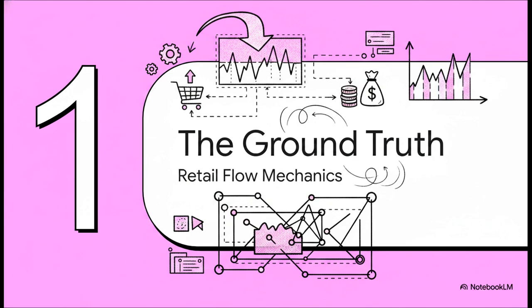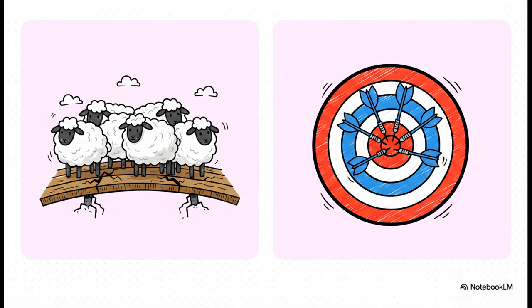All right, Section 1, the ground truth, mechanics of retail flow. Think of retail order flow like a massive flock of sheep crowding onto this really fragile wooden bridge, right? They feel totally safe because they're all clustered together, moving as a single unit. But their combined weight is exactly what causes the bridge to absolutely snap. In today's market environment, that bridge is your obvious technical support level. And the sheep? Well, those are the retail stop losses stacked up in one massive, totally predictable zone.